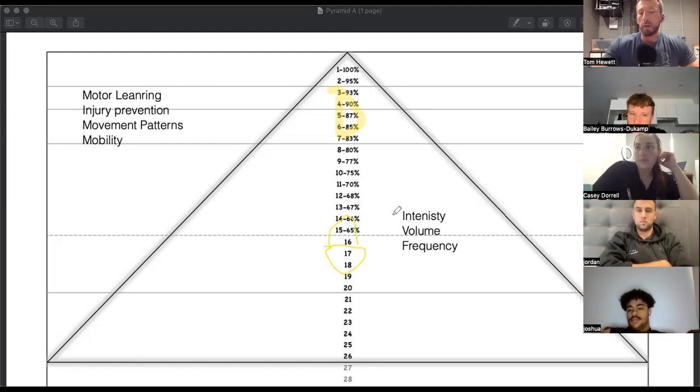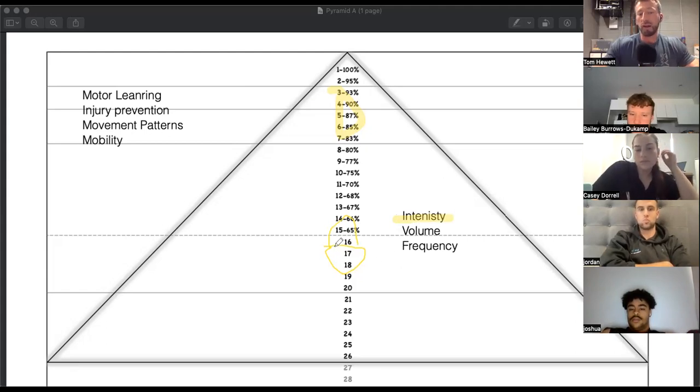And we know for a beginner, intensity's out of the equation because they don't have any of that neurological development. They don't have the motor learning. They don't have the integrity of their joints or any of that kind of stuff. So they just can't lift heavy weights. So with beginners, you're manipulating volume and frequency. And so these are the two that you can lean on.